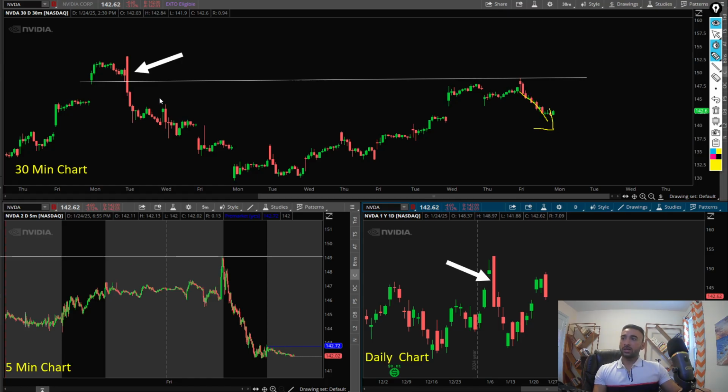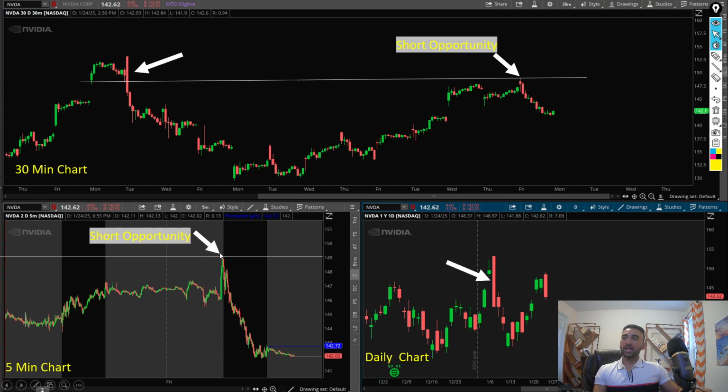Now, all you have to do is draw a line, look for the level, and that's it, the exact same level, and this gives you an amazing short opportunity. You should have your short order just sitting. You don't even have to look, and then have your stop loss right above it, around this area. If it comes up and continues to go, I would just take a loss.